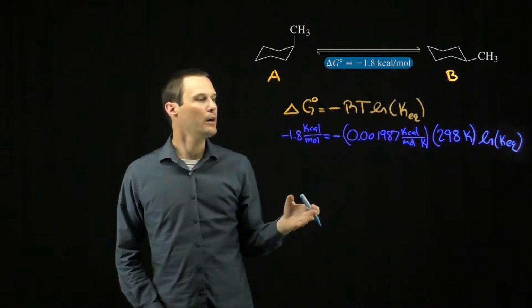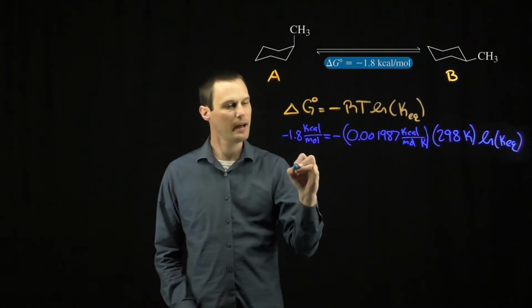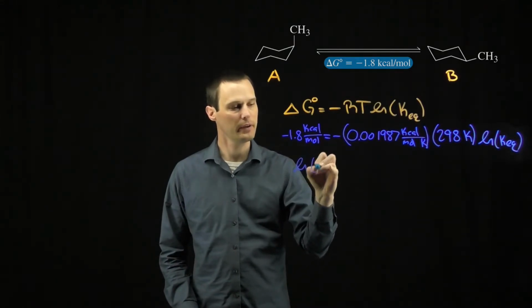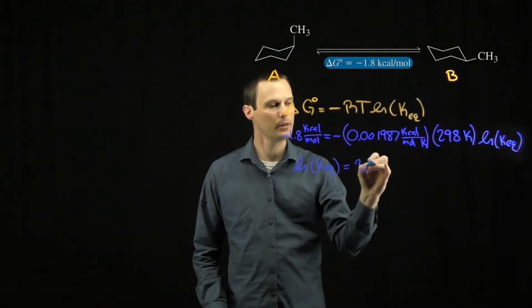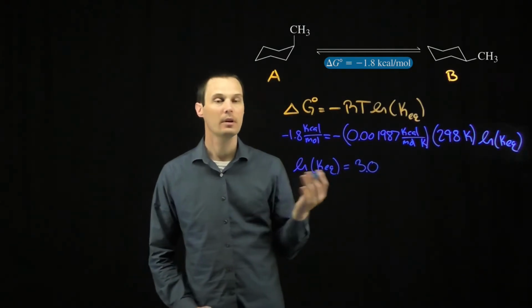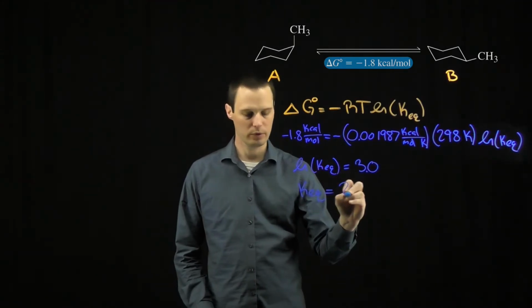When we multiply R and T together and divide that into negative 1.8, we get a value for the natural log of KEQ, to 2 sig figs, of 3.0. Solving for KEQ then, KEQ equals 20.